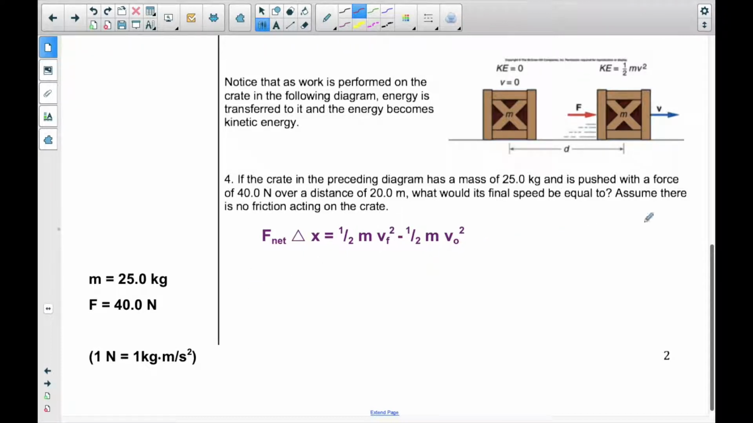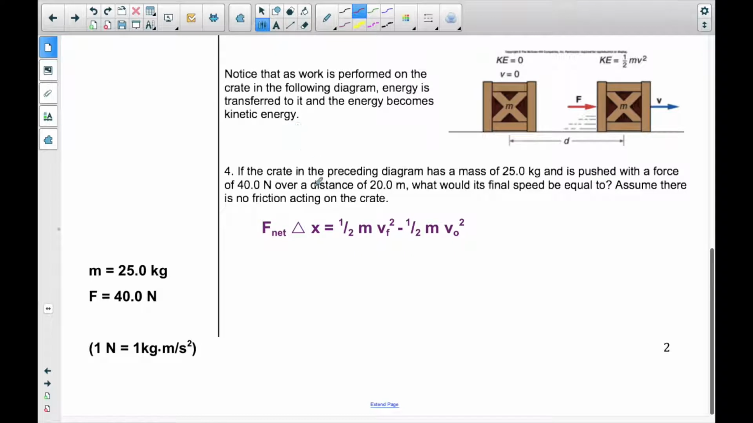So let's look at number 4. It's going to relate back to this diagram. If the crate in the preceding diagram has a mass of 25 kilograms and is pushed with a force of 40 newtons over a distance of 20 meters, what would its final speed be equal to? Assume there is no friction acting on the crate. Out in the margin, I wrote down some pertinent information. I also need to write down that the delta x is 20. We're going to plug this information into our equation to find out the velocity.